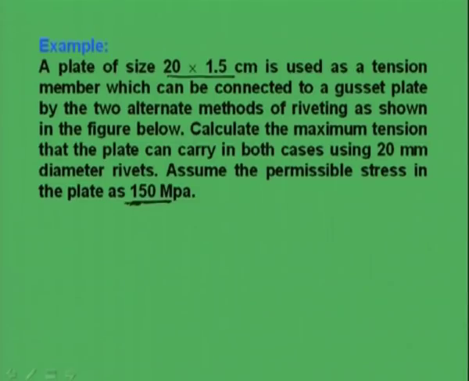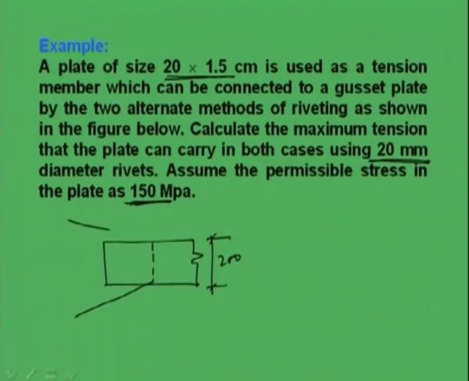So this has been given that permissible stress is 150 MPa, rivet diameter is 20 mm, and size of the plate is 200 by 15 millimeter, or 20 by 1.5 centimeter. First, two alternative arrangements have been given. One alternative arrangement is like this: say one plate is there, this is 200 mm and thickness is 15 mm.